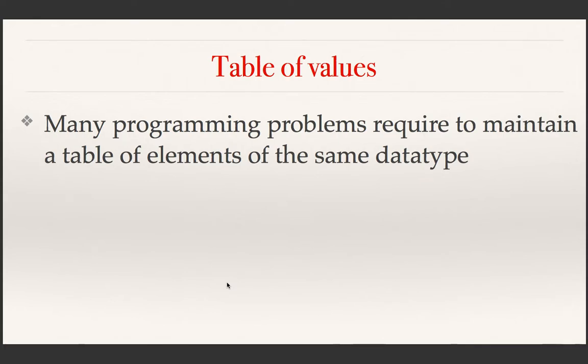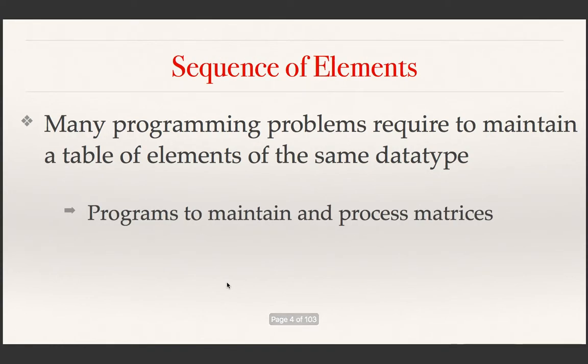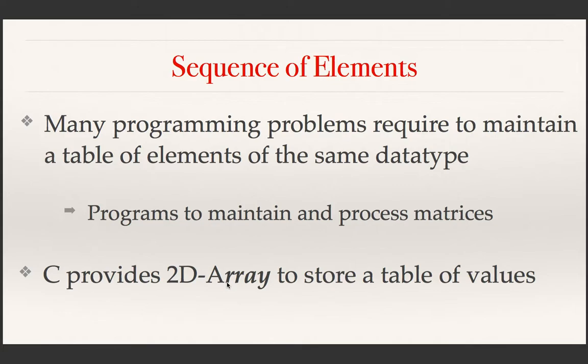Table of values. Many programming problems require us to maintain a table of elements of the same data type. For example, programs to maintain and process matrices. So, a matrix can be viewed as a table of values of the same kind. So, what C provides to process a matrix is a two-dimensional array.